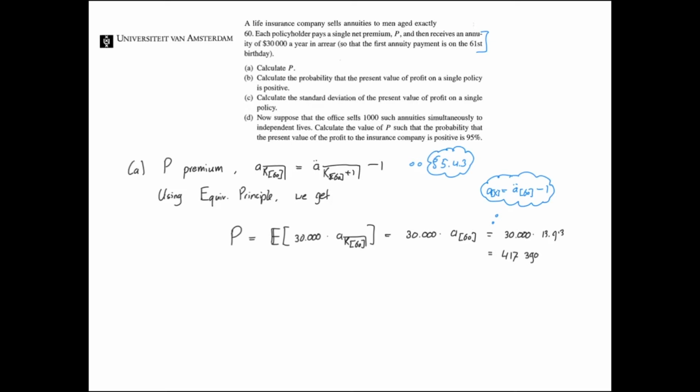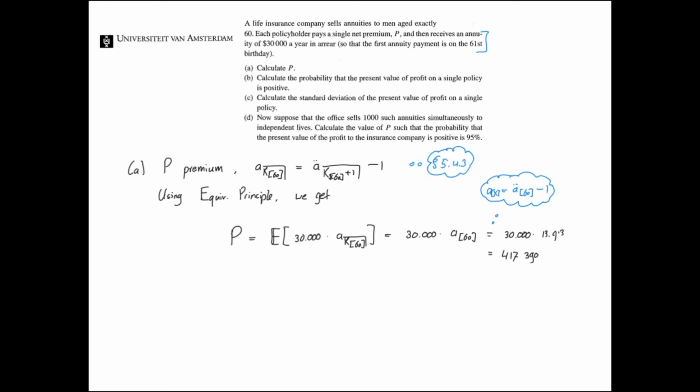Now note that this 13.913 is rounded off, so you might get slightly different numbers if you compute the actual value using the non-rounded numbers. But in any case, it should be around 417,400, let's say. And this is the value of the premium. So this solves part A.